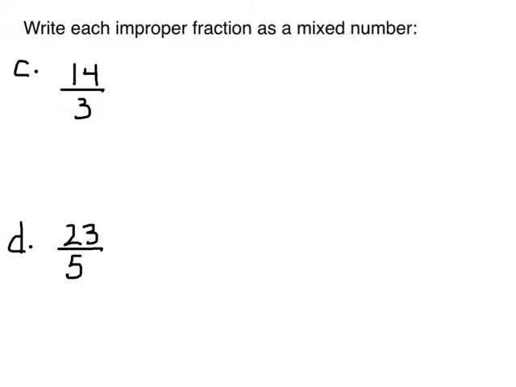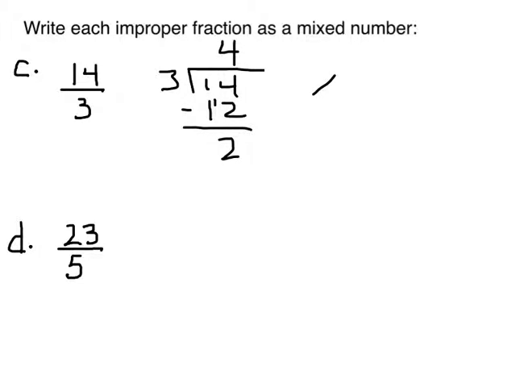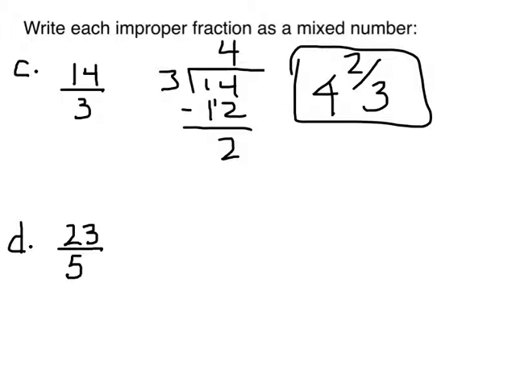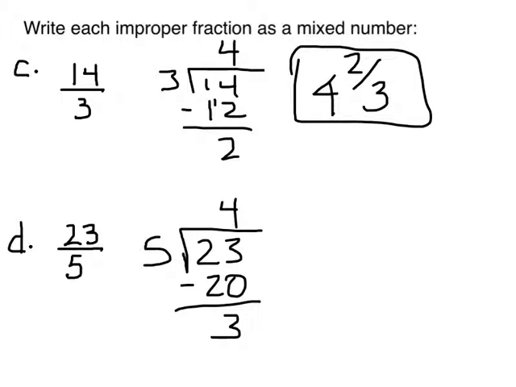Here we're going to do the opposite. We're going to say 14 divided by 3. We know that'll go 4 times, and that's 12, and we have 2 left over, so this one would be 4 with 2 out of 3 left over, 4 2/3. And here, 5 will go into 23 4 times with 3 out of 5 left over. So 4 3/5 would be the answer to that one.